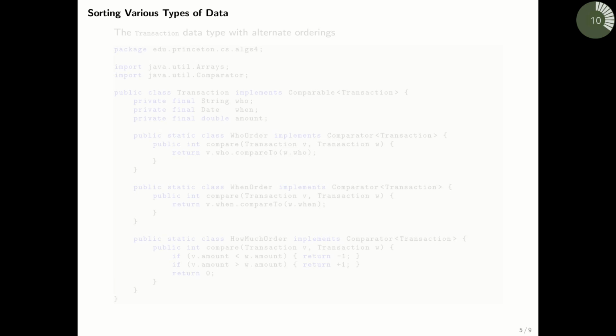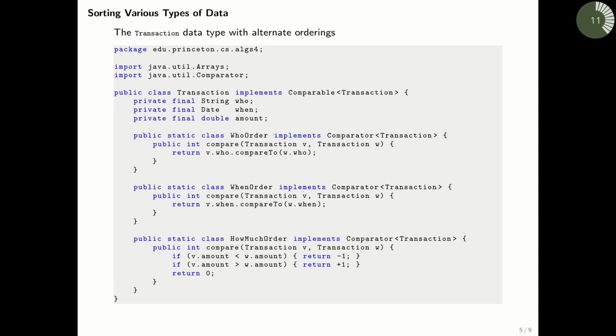So now let's look at the transaction data type and see how these alternate orderings are implemented. So here is the transaction data type. It implements comparable, but that's not what we are interested in here, because we know exactly how this works. There is a compareTo method that's implemented by transaction. But here we are going to look at the alternate orderings.